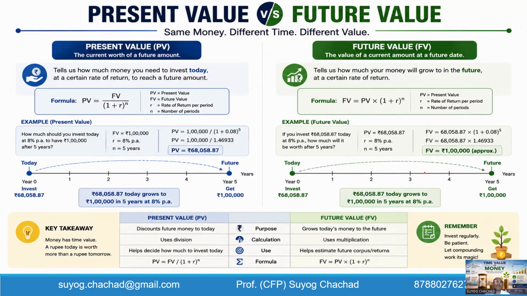I hope the basic concept of time value of money, compound interest, simple interest, and even the difference between present value and future value and their calculation is clear.